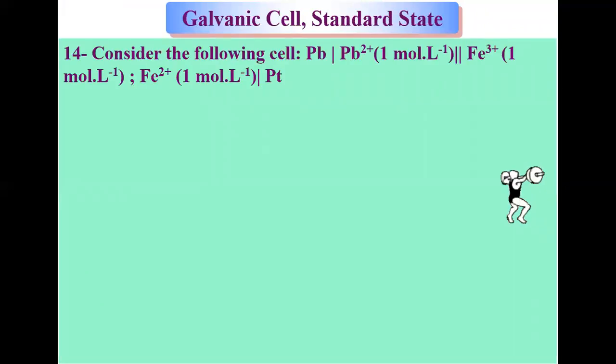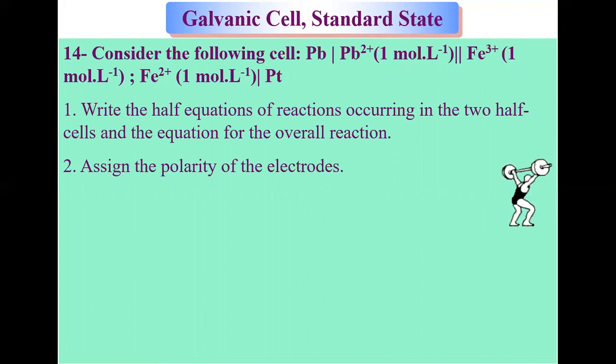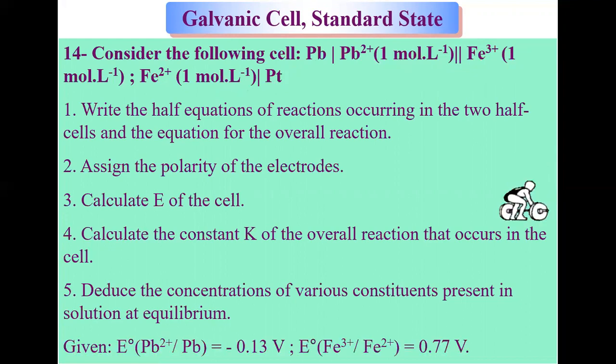Next question, number 14. Consider the following cell: lead, in a lead ion solution of 1 molar, salt bridge, iron 1 molar in an iron 2+ on a platinum plate. Okay, so what is the cell? Well, yes, everything is in 1 molar, so it's under standard conditions already. That's fine, that's great. They want us to write the half reactions occurring at the 2 half cells, assign the polarities, calculate E, and so on and so forth, a bunch of questions.